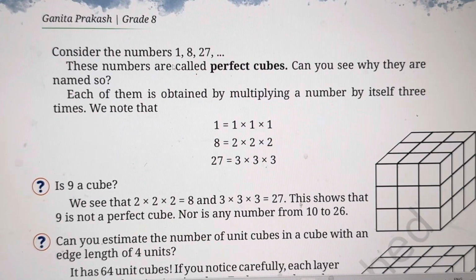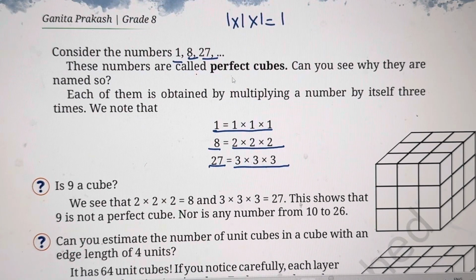So we saw these numbers just now. Consider these numbers 1, 8, 27. How did we get 1? 1 into 1 into 1. We got 1. These are perfect cube numbers. 8, how do we get 8? 2 into 2 into 2. And 27, 3 into 3 into 3. So why are they known as perfect cubes? You can see one number is multiplied thrice and it makes a perfect cube.